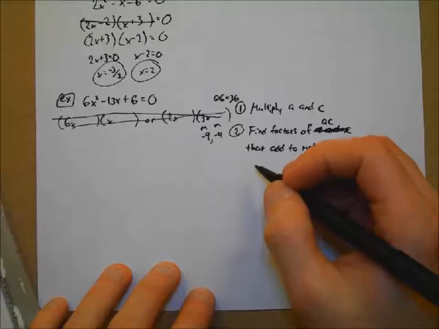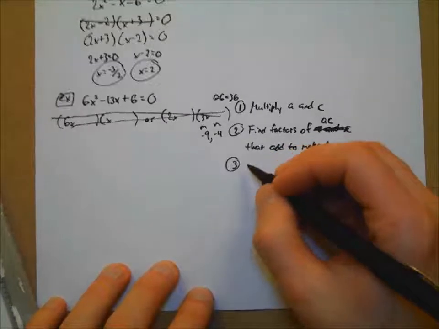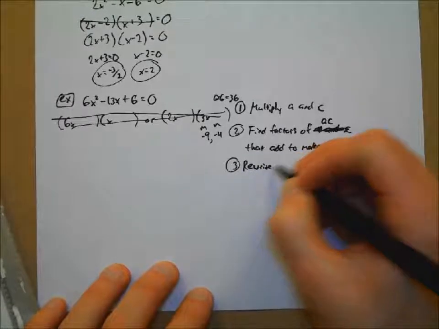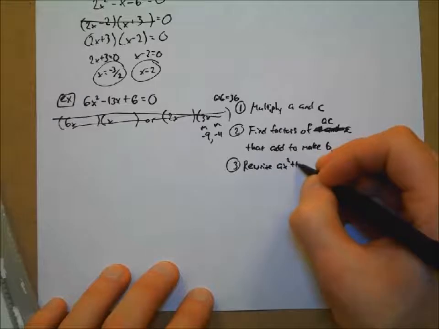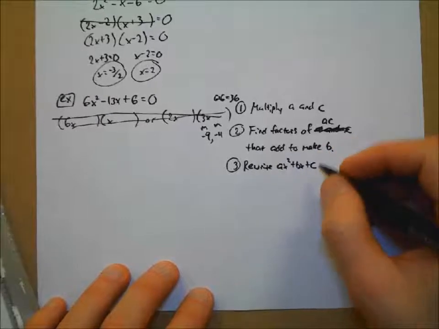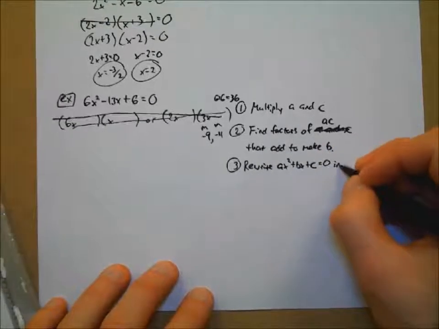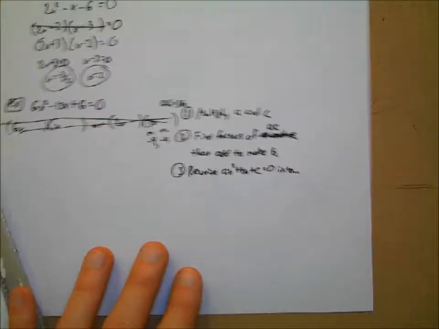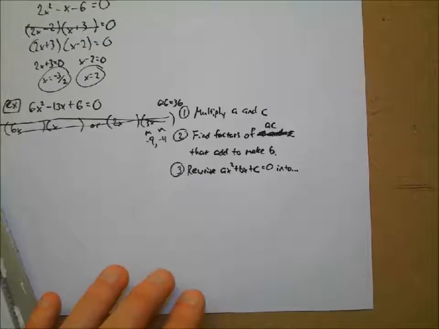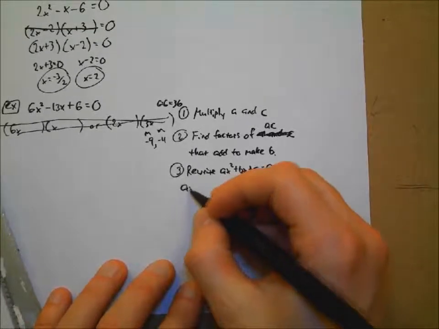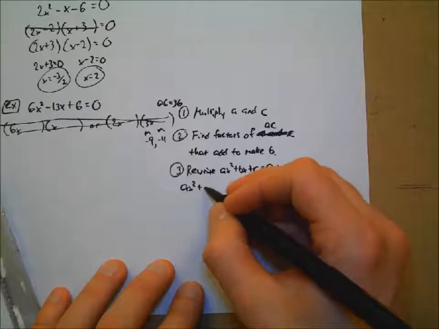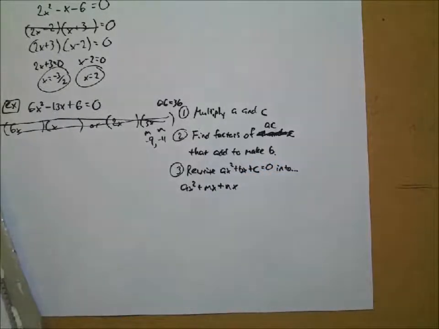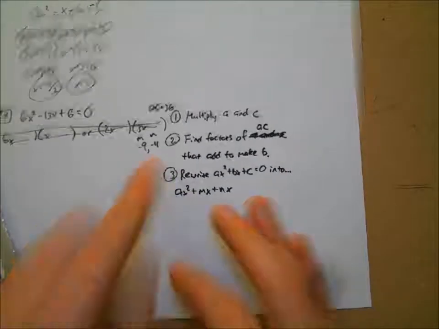And then what we'll do is rewrite ax squared plus bx plus c equals 0 into ax squared plus mx plus nx. Essentially we're going to break up that middle term using those two numbers, negative 9 and negative 4.